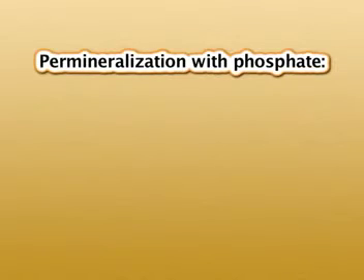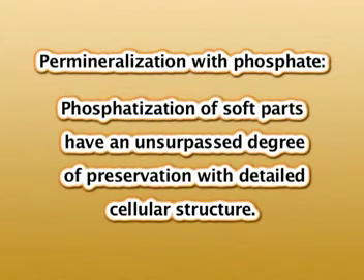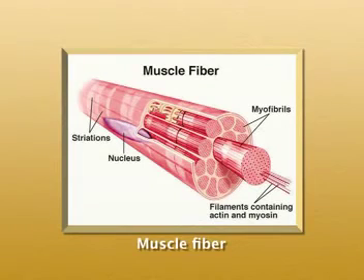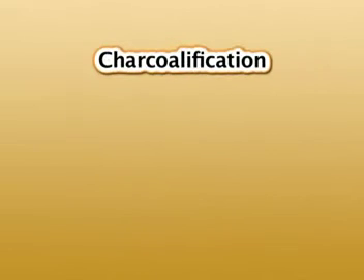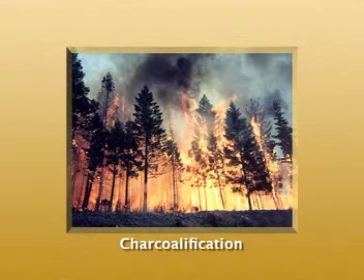Permineralization with phosphate. Phosphatization of soft plants has an unsurpassed degree of preservation with detailed cellular structures. Muscle fibers are most often preserved through phosphate replacement. Now, charcoalification. Charcoalification can preserve tissues burned in wildfires or buried in pyroclastic flows. Internal structure is often detailed.